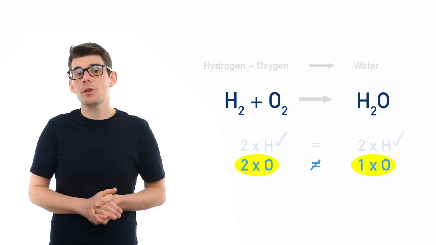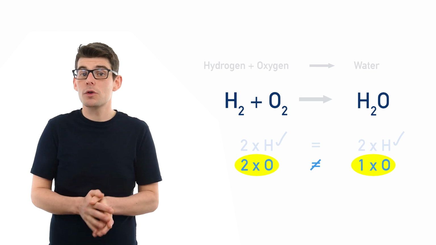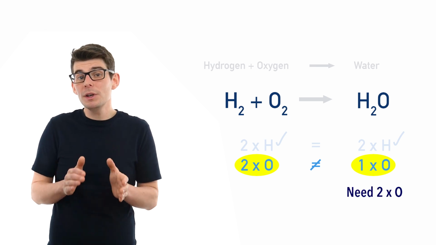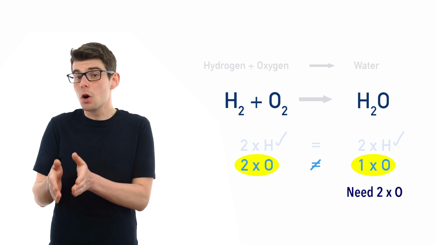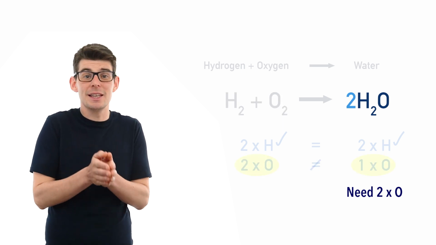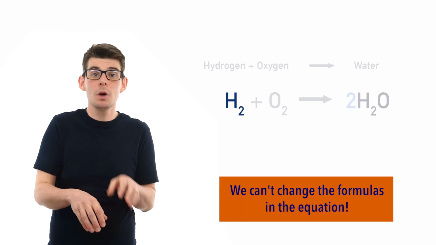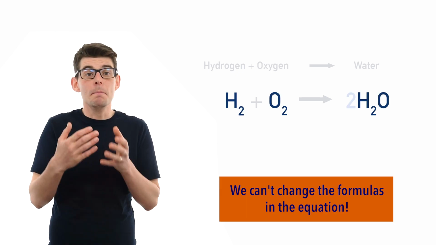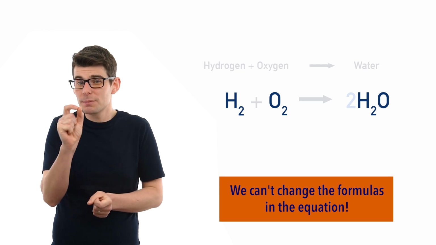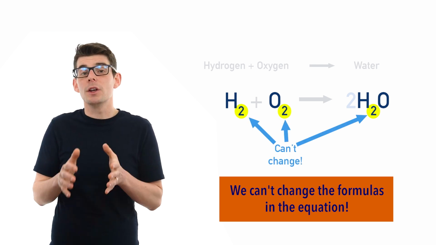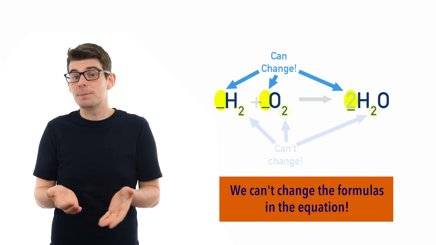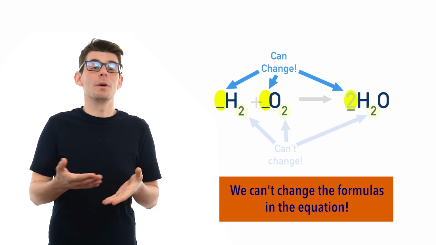To balance the oxygens then, we need to get 2 oxygens on the right to match the 2 on the left. The only way to do this is to make 2 lots of H2O. We can't change the formulas in the equation. For H2, O2 and H2O must stay the same. In other words, we can't change those small subscript numbers. We can only change the big numbers in front of each formula. These big numbers are sometimes called the coefficient.